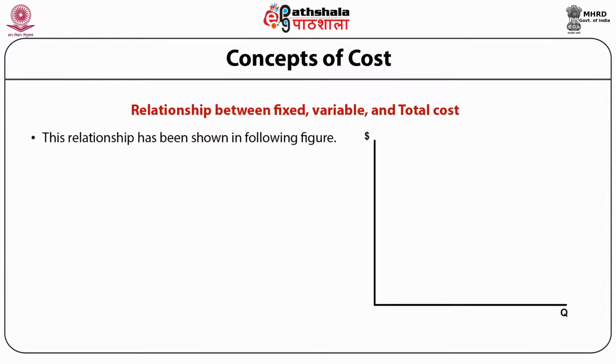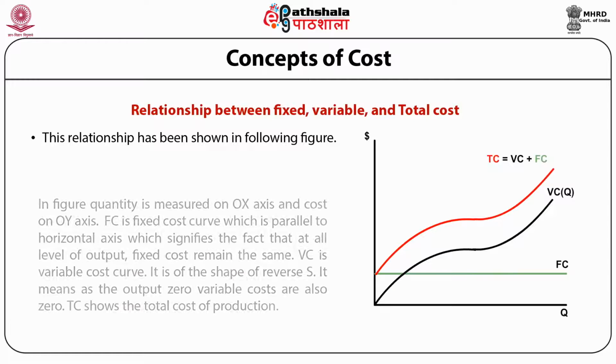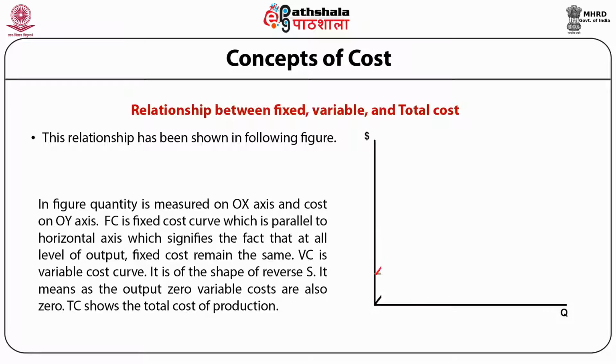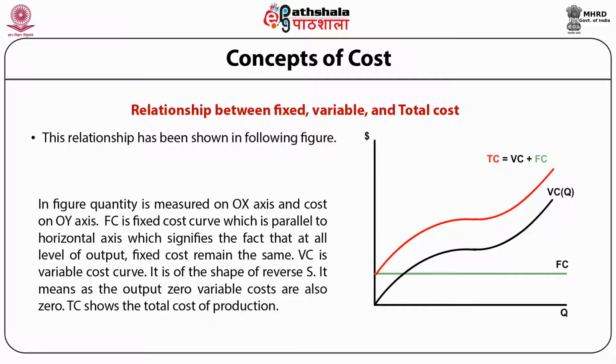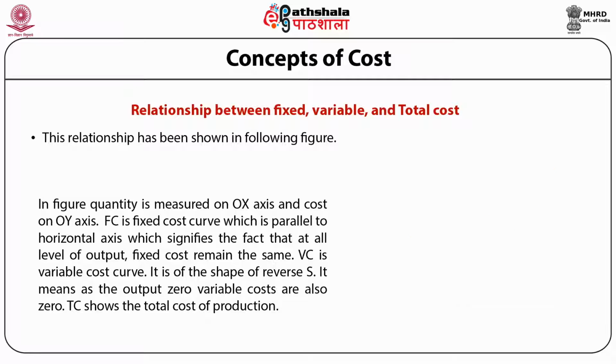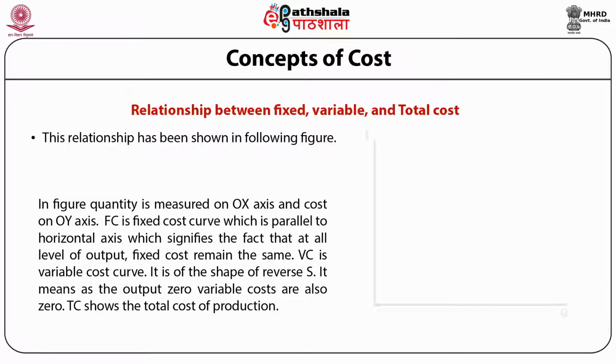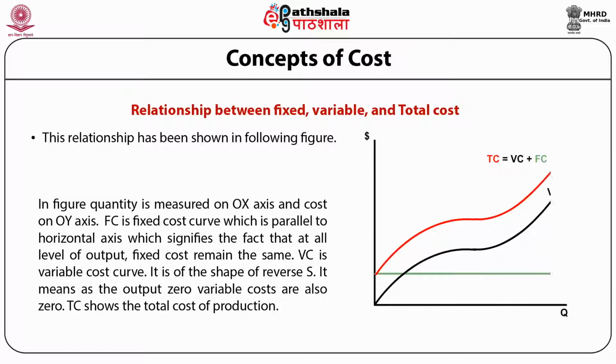This relationship has been shown in the following figure. In the figure, quantity is measured on OX axis and cost on OY axis. FC is the fixed cost curve which is parallel to the horizontal axis, which signifies the fact that at all levels of output, fixed costs remain the same.